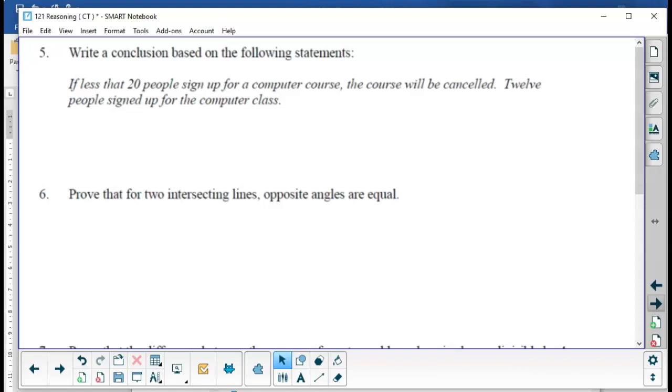Write a conclusion based on the following statements. If less than 20 people sign up for a computer course, the course will be canceled. Often that happens in courses. 12 people signed up for the computer class, okay? So the conclusion would be that it's going to be canceled.